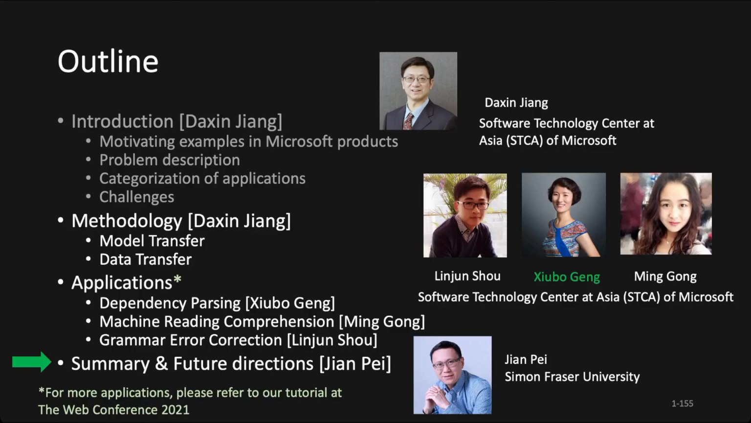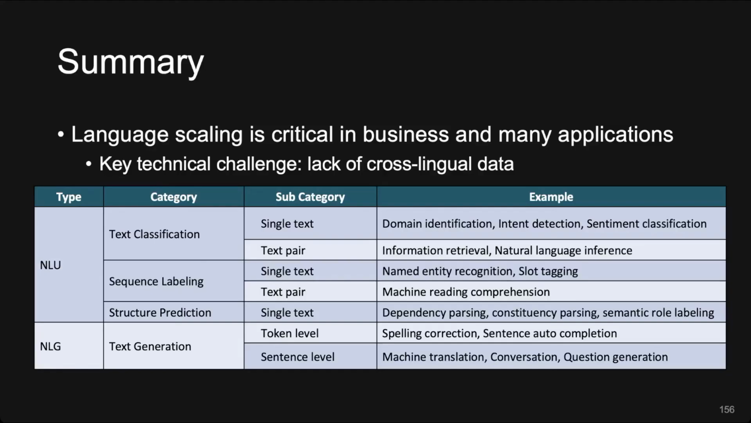Then, Xiubo, Ming, and Linjun talk about 3 example applications, namely dependency parsing, machine reading comprehension, and grammar error correction. Those applications use model transfer and data transfer. Through this discussion, I hope that you agree that language scaling is critical in business and many applications. The key challenge in language scaling is the lack of cross-lingual data.